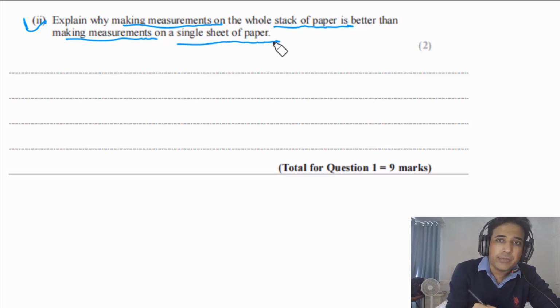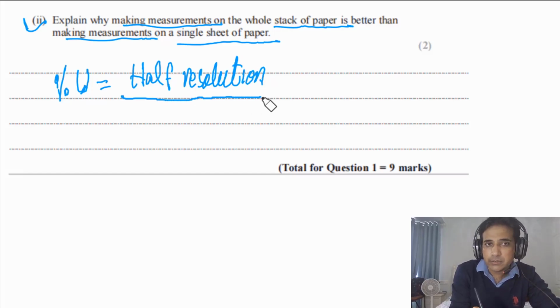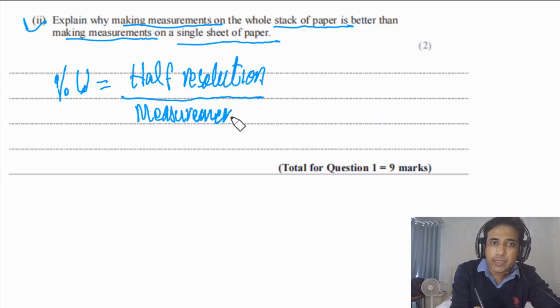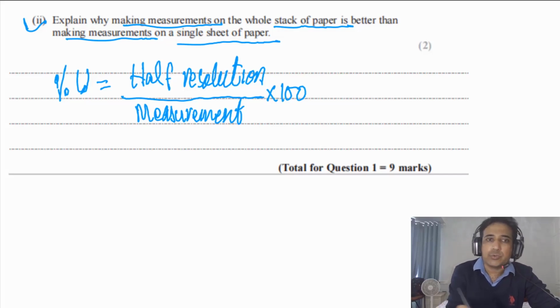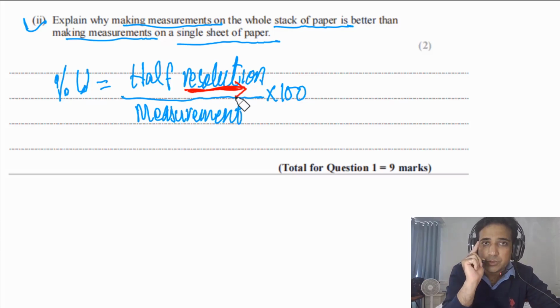Let's understand that with the help of percentage uncertainty. Percentage uncertainty is equal to half the resolution of the instrument, divided by the measurement, multiplied by 100. We discussed this point at the beginning, and now we discuss it again to answer this question. For the same instrument, you need to understand, the resolution is the same.